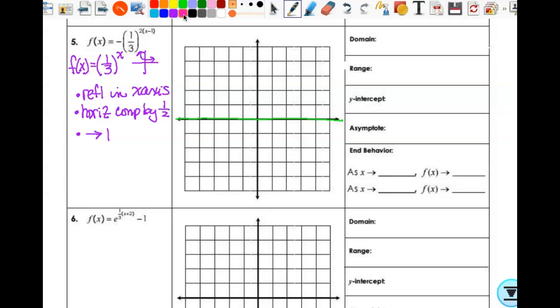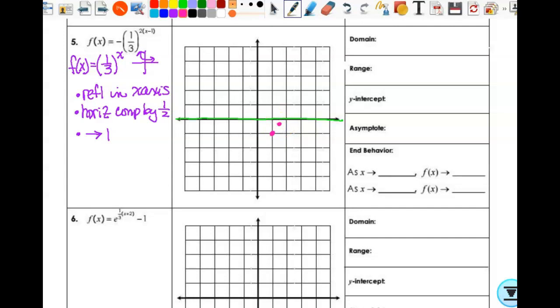All right, so then I'm using my parent functions to come up with my anchor points. If I substitute in 0, I get 1. Okay? I'm here. Then I reflect in the x-axis, right here. Horizontal compression by 1/2, nothing happens, and then I move to the right 1. And I'm right here. Then I take 1. I substitute it into the parent function. That gives me 1, 1/3. Then I reflect in the x-axis, horizontal compression by 1/2, move to the right 1. Right there.